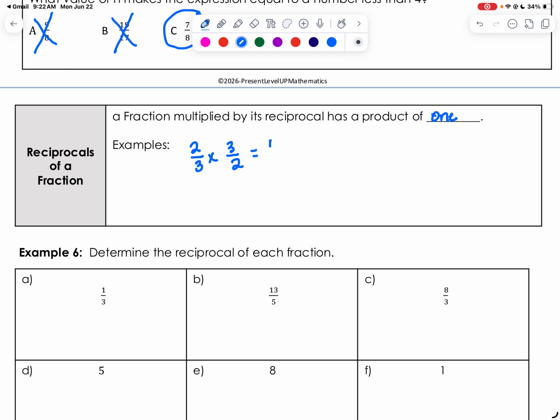So 2 times 3 is 6. On the bottom, 3 times 2 is also 6. 6 divided by 6 is 1. So 2 over 3 and 3 over 2 are reciprocals of each other.